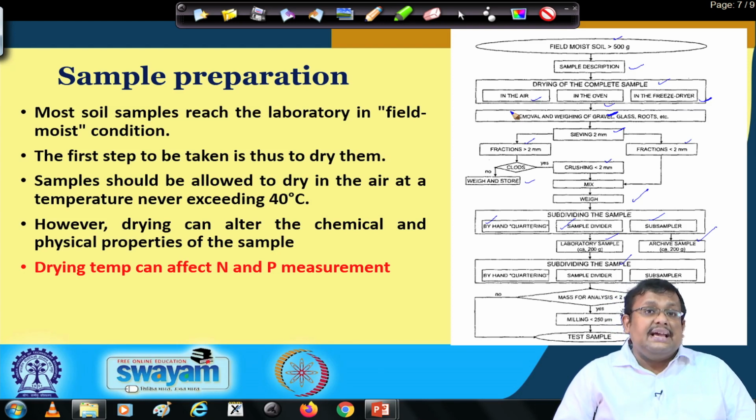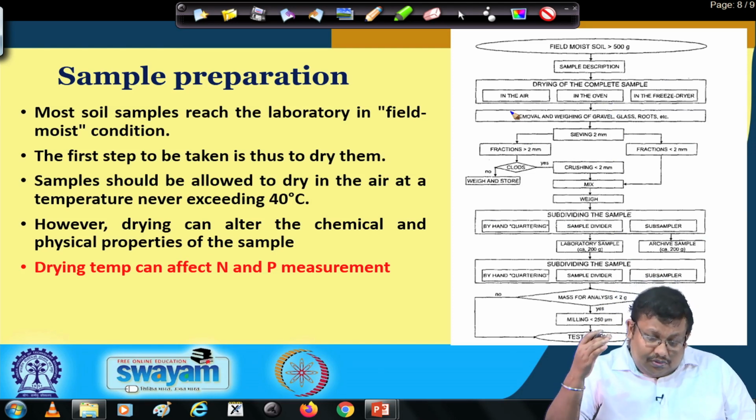However, remember that drying can alter the chemical and physical properties of the sample. So, the drying temperature also can affect the nitrogen and phosphorus measurement. So, drying has a profound influence in the soil testing. We can either dry it in the air, which can more or less maintain the original composition. However, when we dry them in the oven, there is a chance of degradation of soil organic matter or organic pollutants.